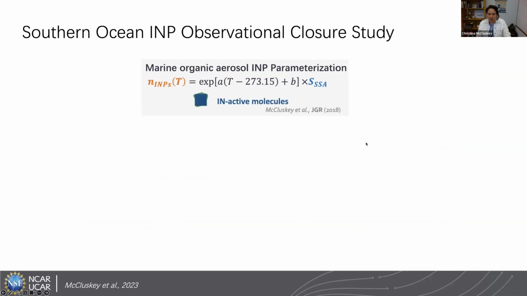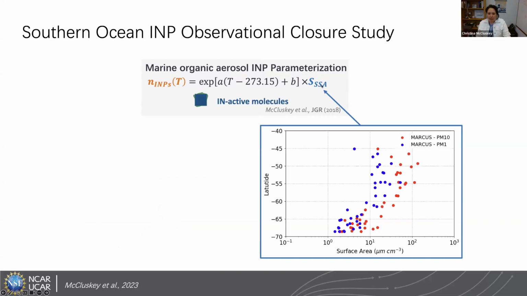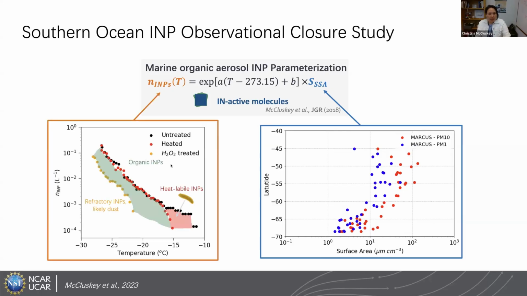One thing that was really nice to be able to do for the MARCUS campaign was we were able to perform an observational closure study. And so what we mean by this is we're going to take this marine organic INP parameterization, and then inside of this parameterization, we need an estimate of the sea spray aerosol surface area, which we were able to derive from our MARCUS observations using a nephelometer. Again, we're over the Southern Ocean, just makes it possible to do some of these more simplified measurements. And so we can use that as input into this parameterization and compare that with the observed INP.